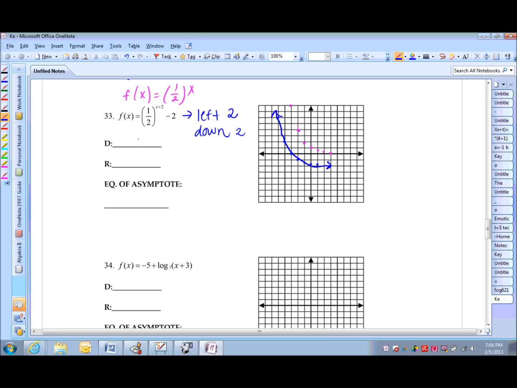Okay, our domain is all real numbers because it's going to encompass all x values from negative infinity to infinity. And our y values all must be greater than negative 2. So, our asymptote is a line that the graph never touches, but it approaches, and in this case, the equation of that line is y equals negative 2. The graph will approach y equals negative 2 but never touch it.